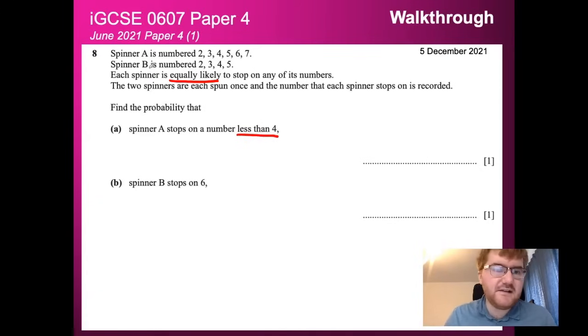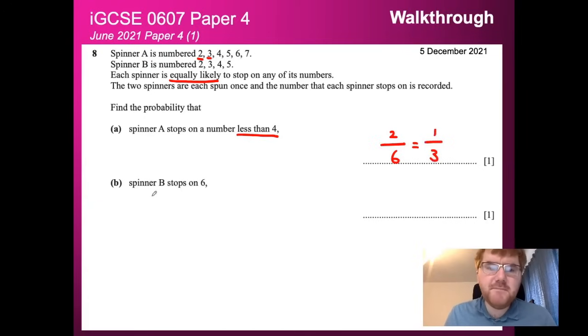So if we take our spinner A, the only numbers here less than 4 are 2 and 3. So the answer here is going to be, well, we have 2 numbers out of how many in total? 1, 2, 3, 4, 5, 6. So we get our answer of 2 over 6. Now, you'll get the 1 mark for this, but you should always get into the habit of simplifying your fractions. And this is the same as 1/3.